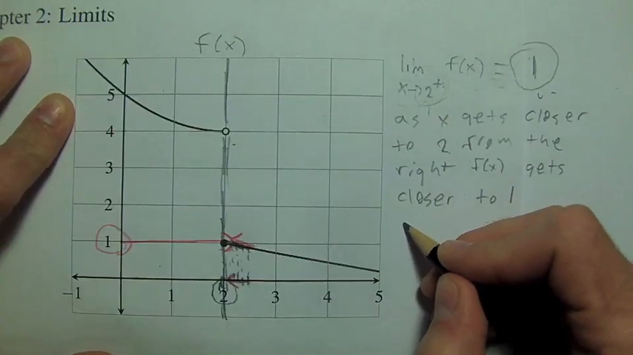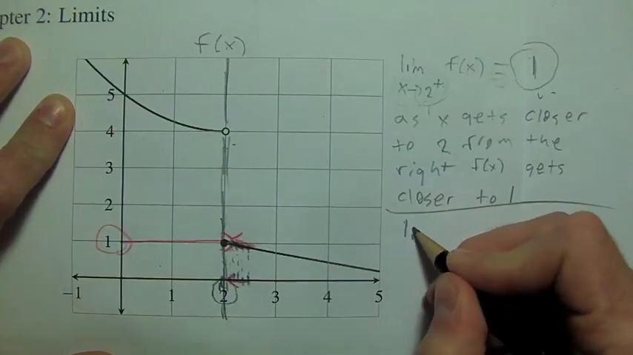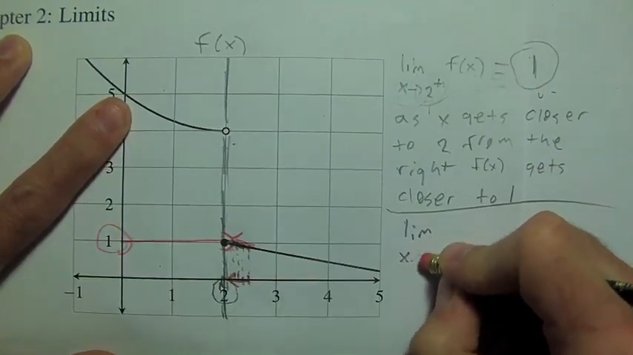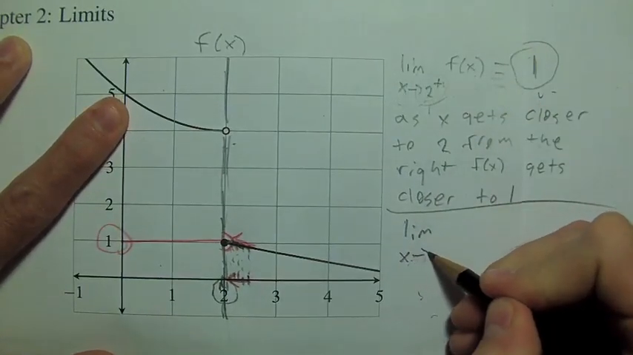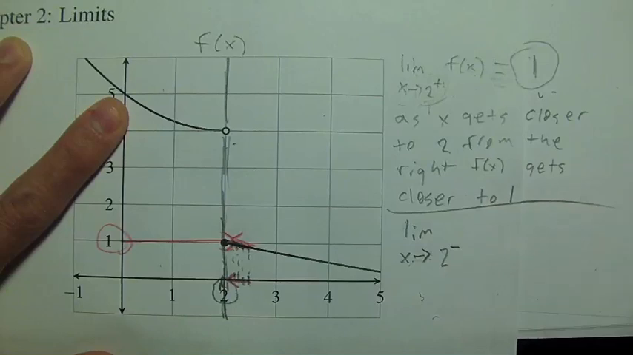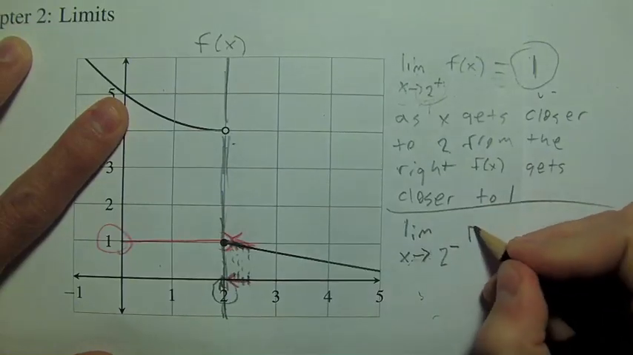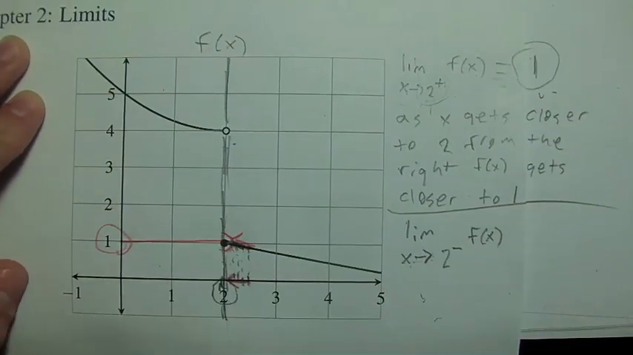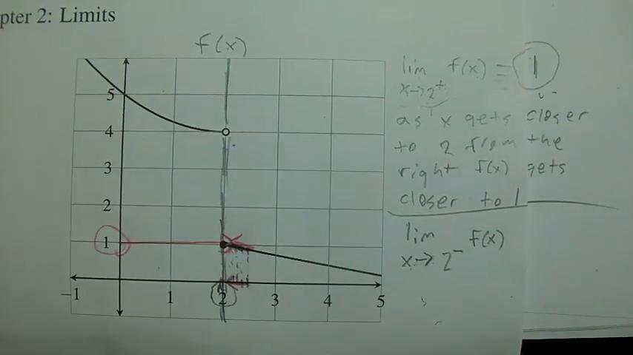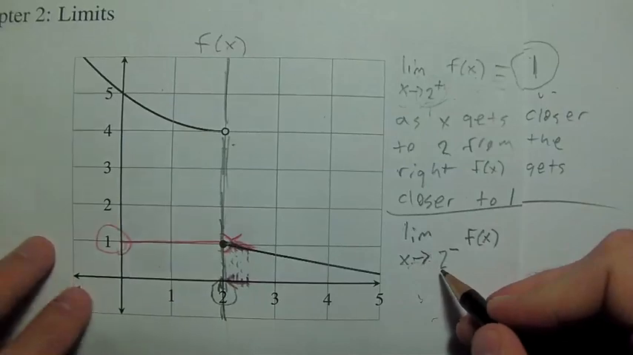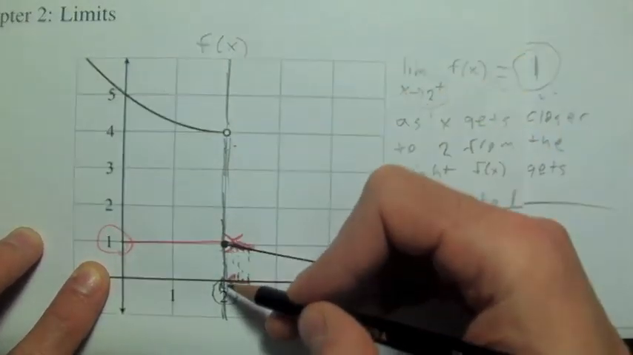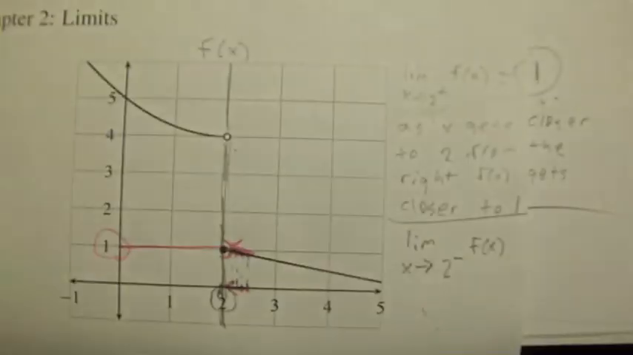Okay. Similarly, if I want to look at the limit as x goes to 2 from the negative side, f of x. Remember, 2 is the value I'm looking for, the x value I'm looking for.